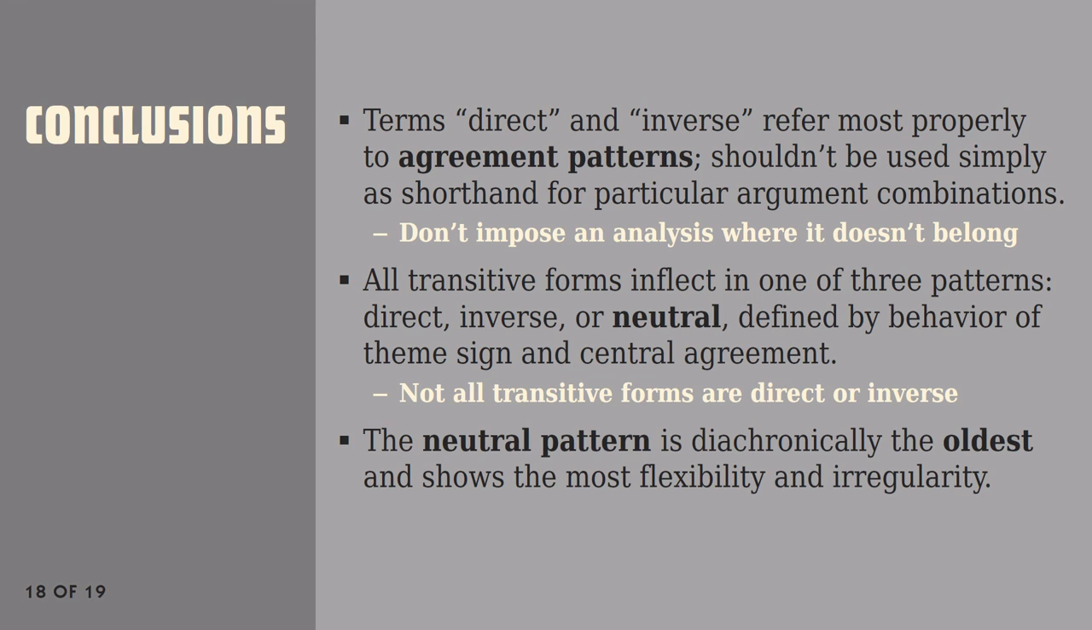The neutral pattern is diachronically the oldest of the three, and it shows the most flexibility and irregularity, which is perhaps the reason why other linguists haven't found it worthwhile to recognize the neutral pattern as a type of its own. But I think there is some benefit in doing this. It allows us to restrict the terms direct and inverse to their most principled senses, and it gives us a way to talk about forms that are neither direct nor inverse, recognizing the potential that these forms have structural properties of their own, rather than just being an assortment of exceptions that we relegate to footnotes.